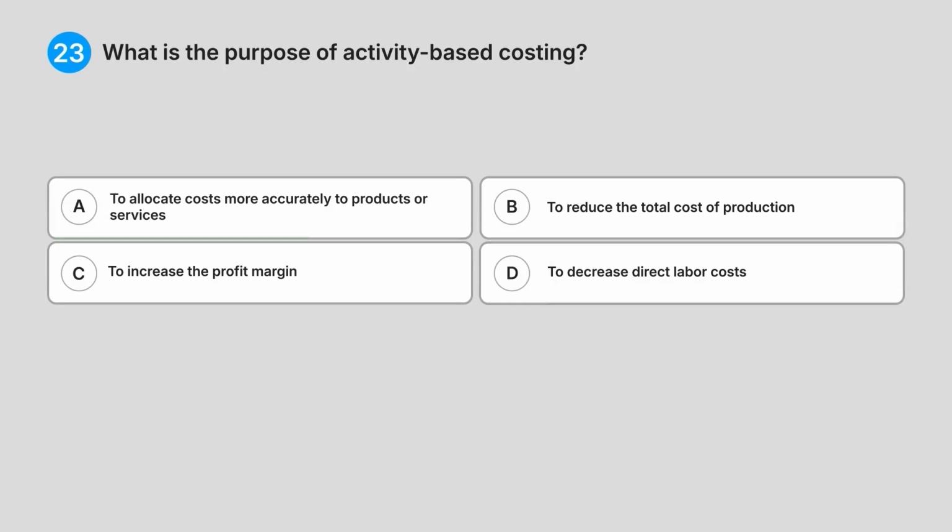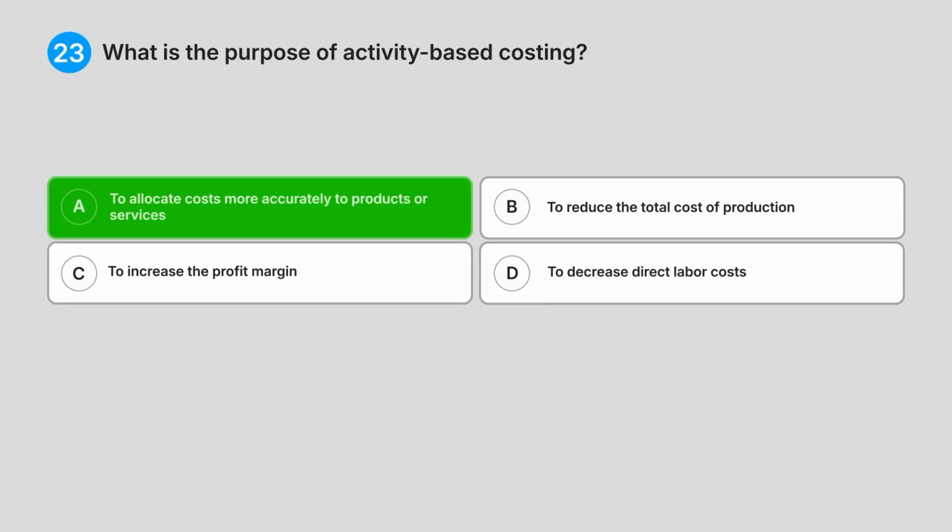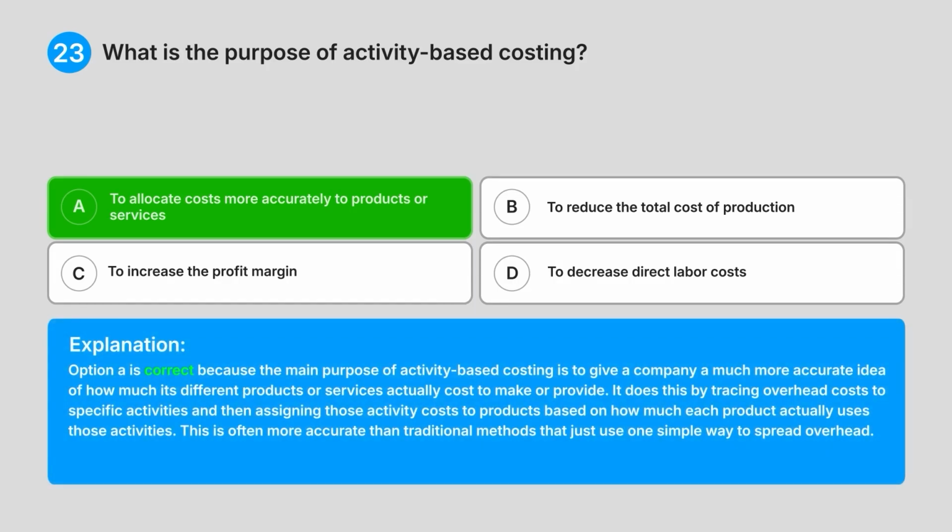Correct answer. A. To allocate costs more accurately to products or services. Explanation. Option A is correct because the main purpose of activity-based costing is to give a company a much more accurate idea of how much its different products or services actually cost to make or provide. It does this by tracing overhead costs to specific activities and then assigning those activity costs to products based on how much each product actually uses those activities. This is often more accurate than traditional methods that just use one simple way to spread overhead.